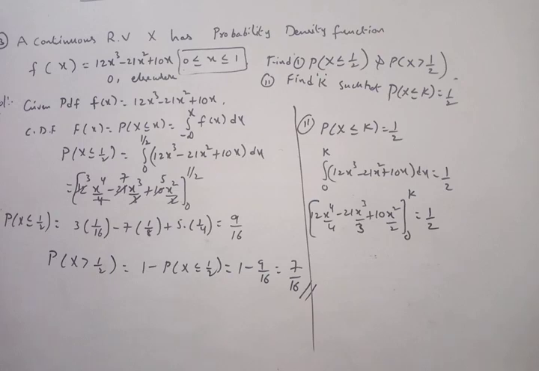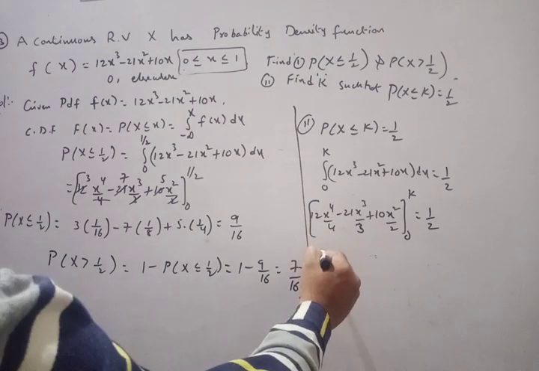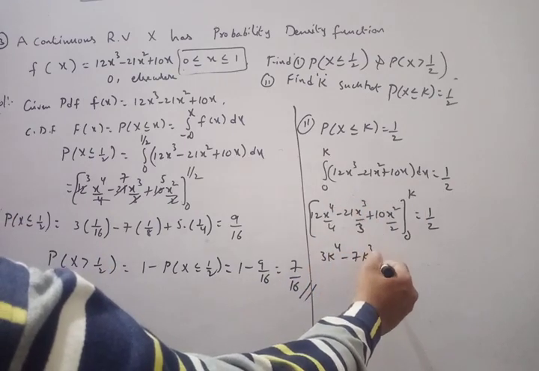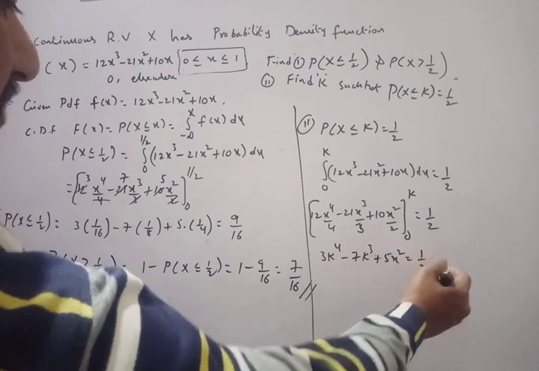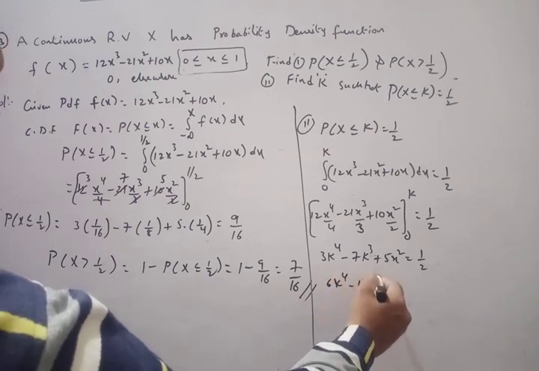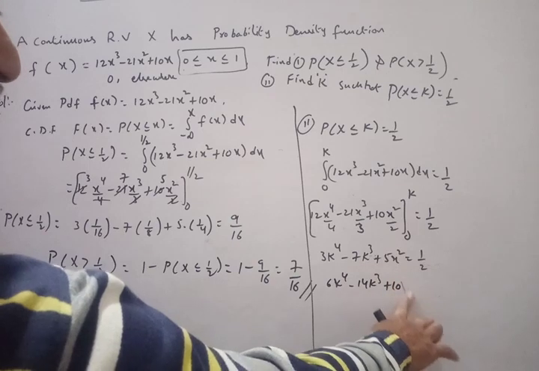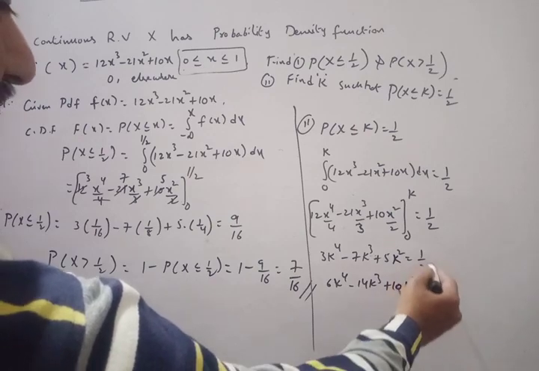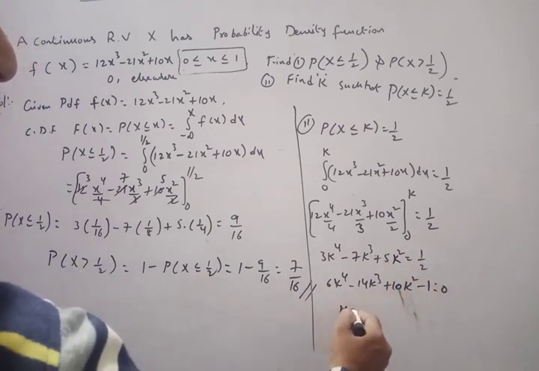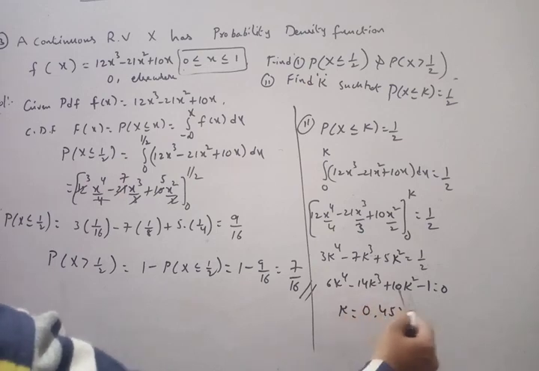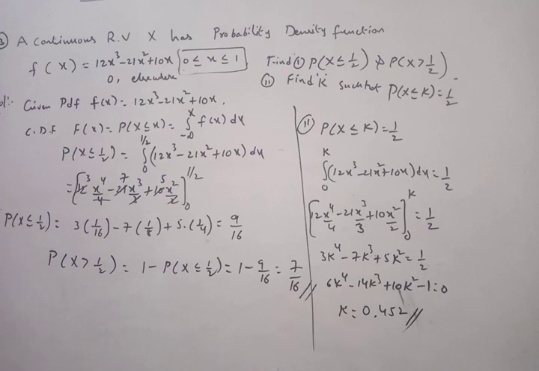Correct? Now cancel it. If I cancel it, how much do I get here? 4, 3, 3, and the upper limit in place of x is k: 3k power 4 minus 7k cube plus 5k square is equal to 1 by 2. Sending 2 to this side, what I get here is 6k power 4 minus 14k cube plus 10k square. Here it is k, not x. Then 1 will come to this side, minus 1 is equal to 0. So using the calculator, how much am I getting? I am getting k is equal to 0.452. Okay. Take the calculator and solve it, see whether it is correct or not.